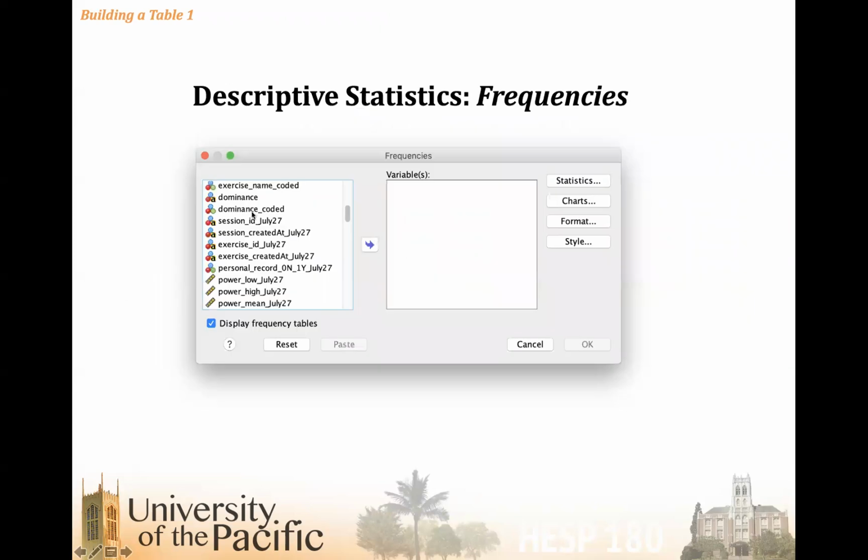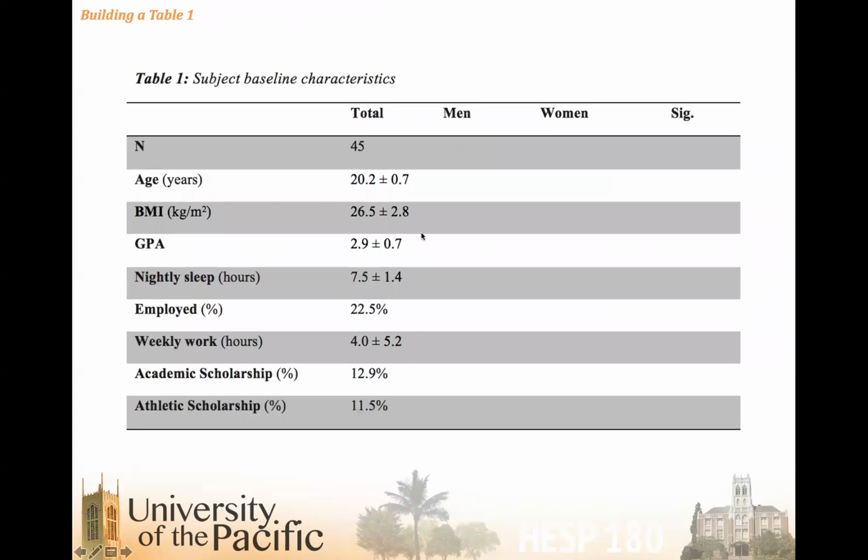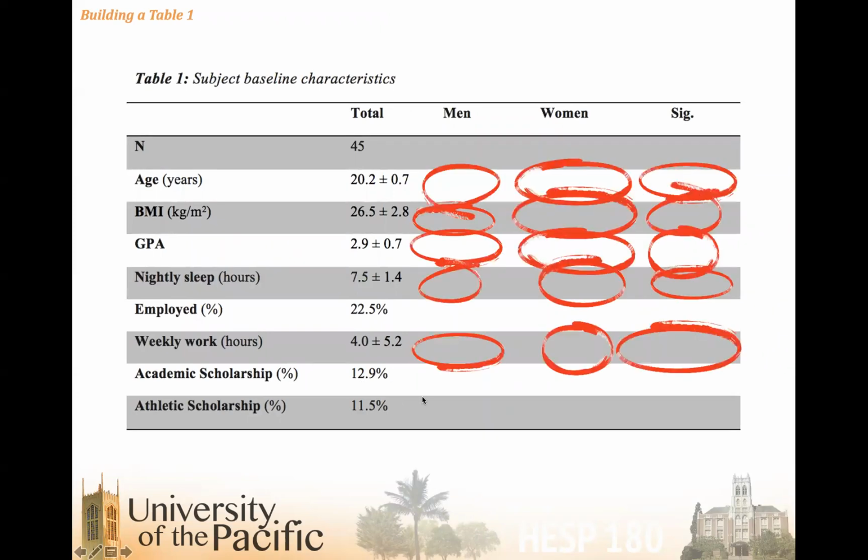For frequencies, right, drag over like dominance, like left-handed or right-handed or whatever. And did they get a personal record? Yes or no? And sex and political party and whatever. Frequencies, percentages, drag them over, hit OK. And then now we have this, right, for table one, the total column.